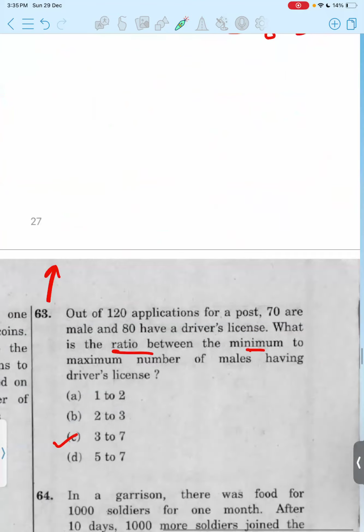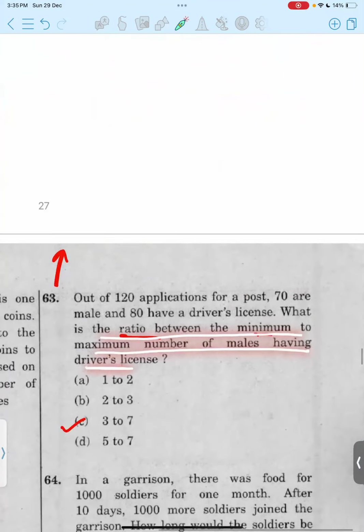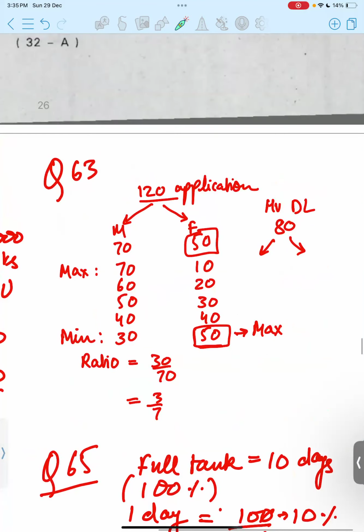Now it is asking us to find the ratio between the minimum to the maximum number of males having the driver's license. Because we are given that there are 80 people having the driving license, the minimum to maximum ratio has to be calculated. So what can be the maximum value for the males that can have the driving license? Because the maximum number of males is 70, the maximum value would be 70 male members having the driving license. Now 10 are left, so 10 would be females because total are 80. Likewise, here the maximum value can be 50 because 50 females are there.